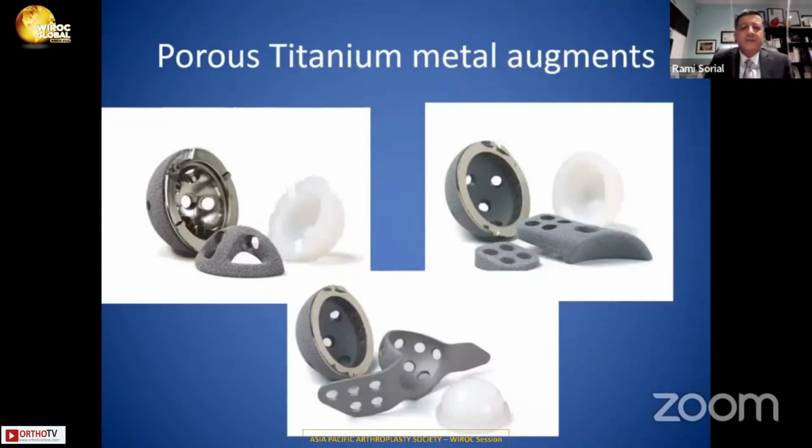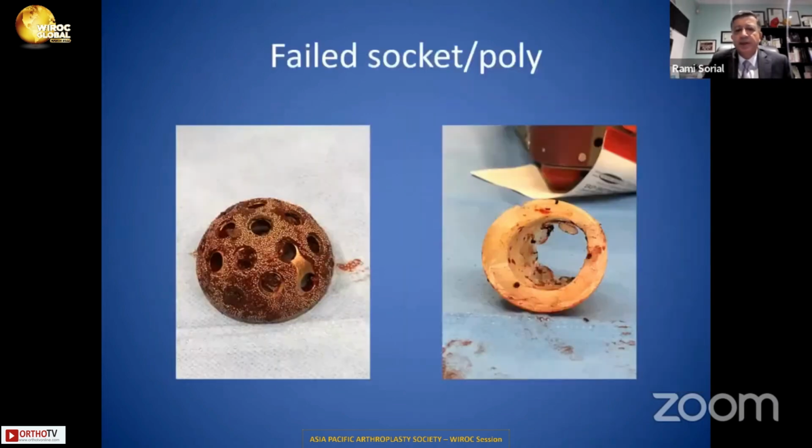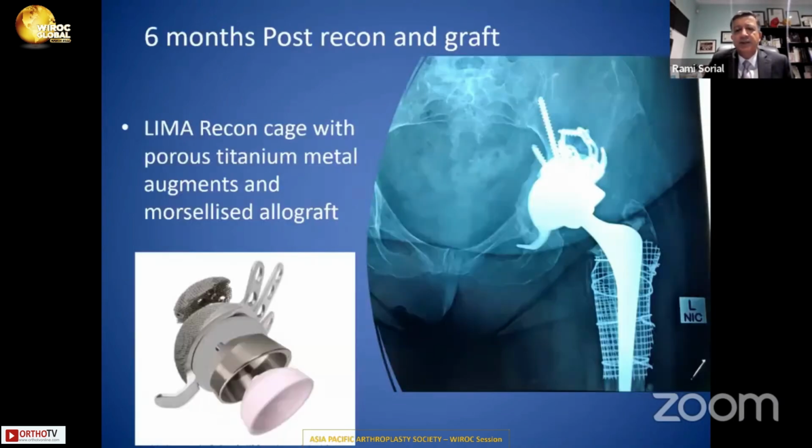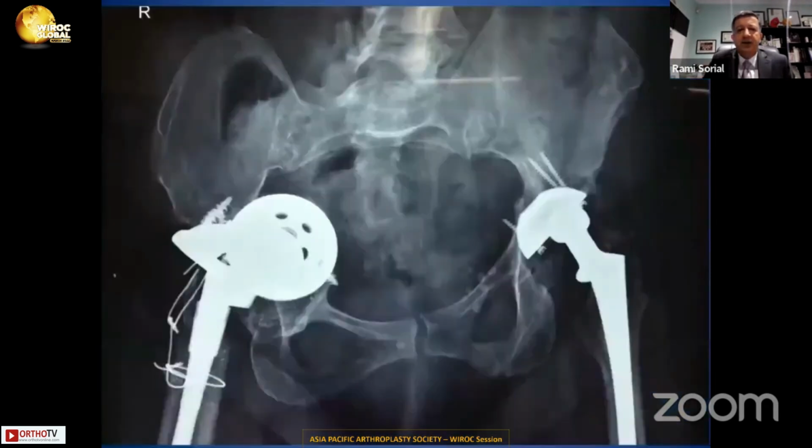There are modular augments now that you can use. These are available, and this is an example of a progressive groin pain for 5 years after a revision femoral reconstruction in a 72-year-old lady. You can see here failure of the acetabular and the polyethylene component, and using one type of these modular implants like the Lima Recon cage with multiple augments, particularly superiorly, you can fill in the defects with either titanium or tantalum, morselized grafting and multiple screw fixation to give you good outcomes. Perticarini in 2021 reported 88.5% survivorship at 6 years using these constructs.